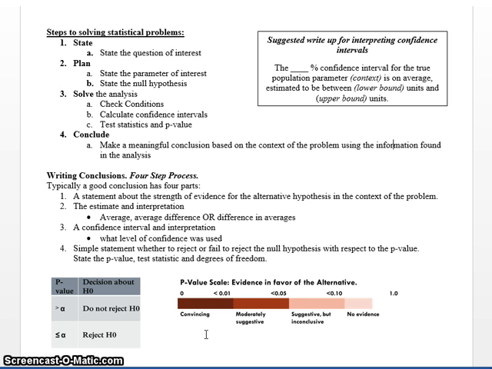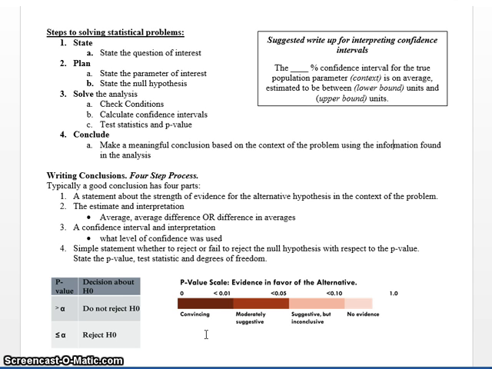So we want to make a meaningful conclusion based on the context of the problem and using the information from our analysis. So what was our test statistic? What was the p-value? How did it turn out with our question of interest? What would it be if we estimated the parameter? And what is the confidence interval then for that? So typically, a good conclusion has these 4 parts.